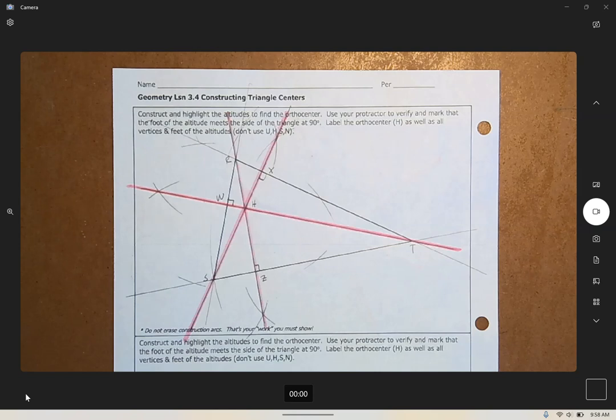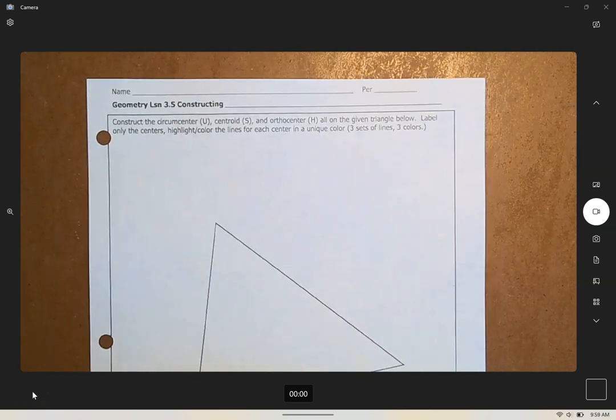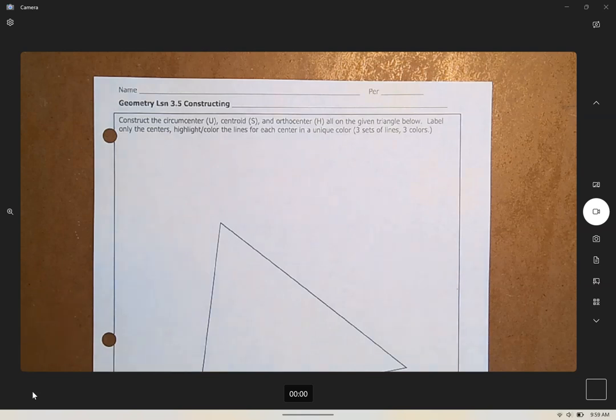All right, so I'm going to pass out the next paper to you. Don't start doing anything just yet, all right? So you can see the instructions. You can see here it says, construct the circumcenter, the centroid, and the orthocenter, all on the one given triangle below. Okay? You're going to label only the centers. That's the only labels I want you to put. Did you hear that? Only the centers. So you should only have a U, an H, and an S for labels on your triangle.